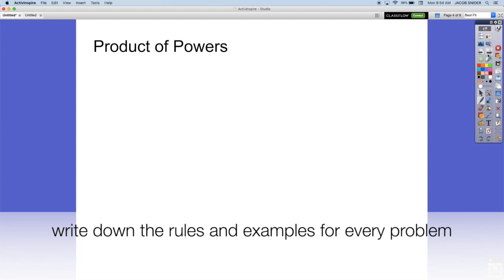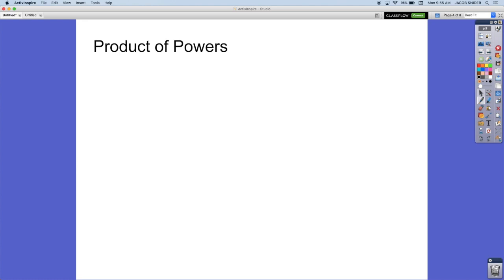Okay, product of powers. So what that means is that I'm going to have a problem that has the same base. Okay, and we're going to talk about what to do with the exponents. Okay, so a problem with the same base and then what to do with the exponents. So for example, if I have 5 to the 2nd power times 5 to the, let's go with 5th power.